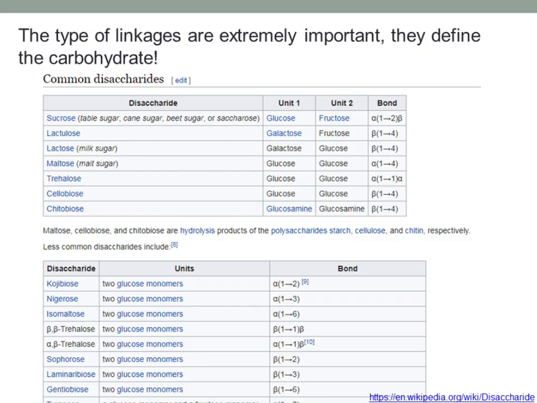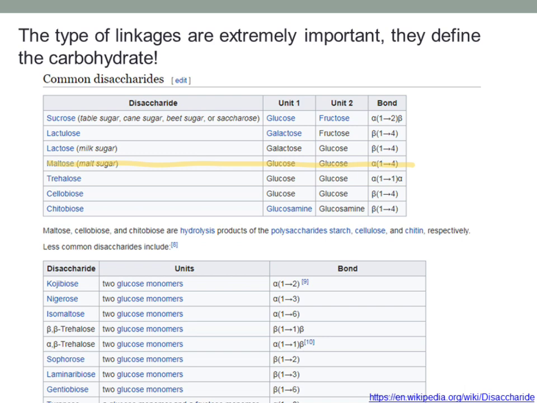So if you look, for example, on this particular sheet, I just took this from Wikipedia. It has a whole bunch of links of the disaccharides. The web address is down there on the bottom right if you want to go take a look. We just said that maltose is 2 glucoses connected with an alpha 1,4. That's exactly what we said, right?